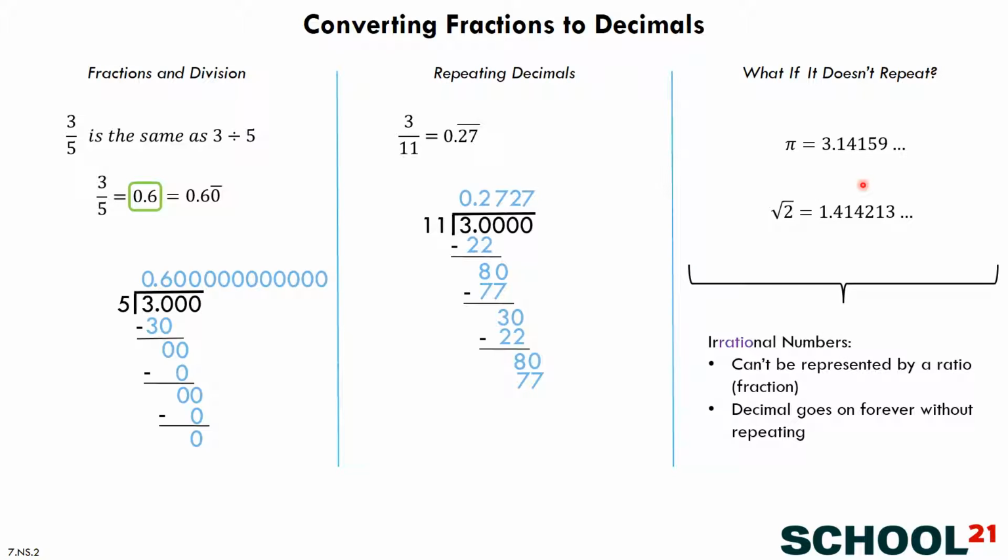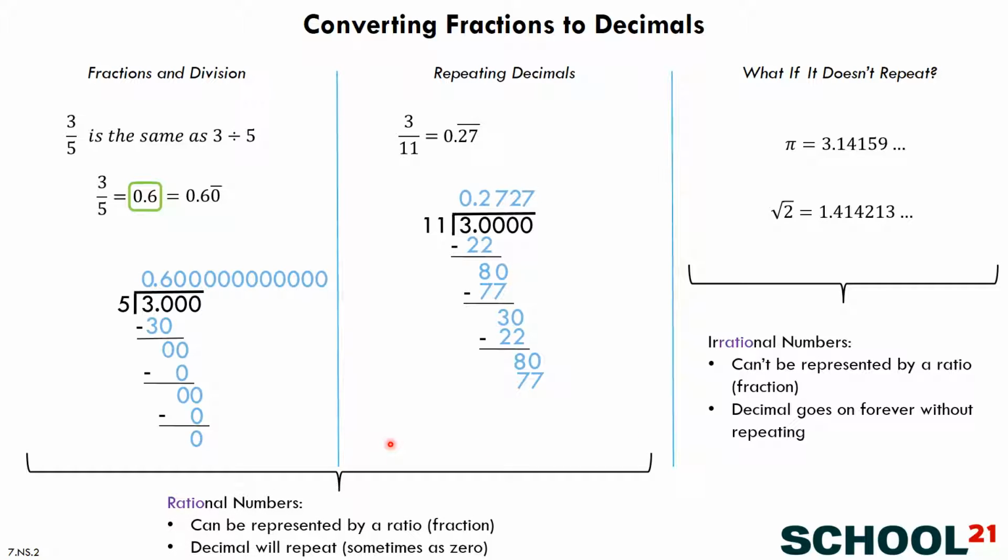We have a name for these numbers, and I've put a special color in the name here. They're irrational numbers. The ir means not, and see that word ratio in there? Ratio is just a fraction. You probably have studied ratios. So these are numbers that are not fractions. They can't be represented by a fraction, so we call them not fractional, or irrational. And the other thing that we know about them is that the decimal goes on forever without repeating.